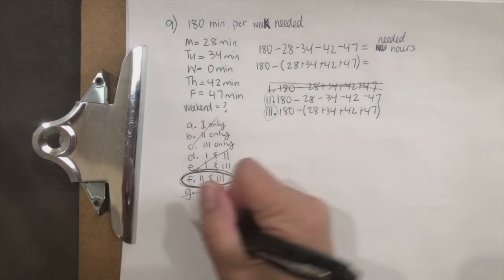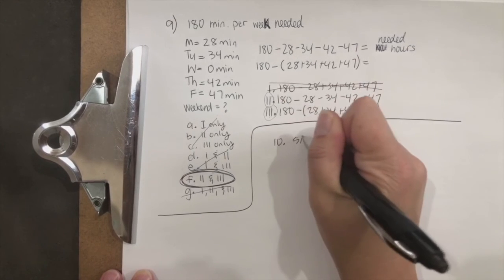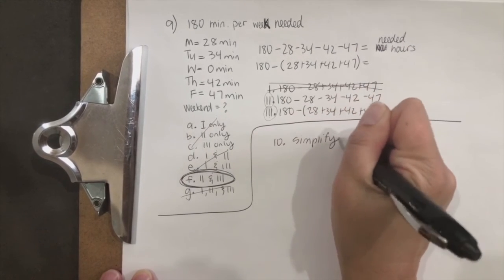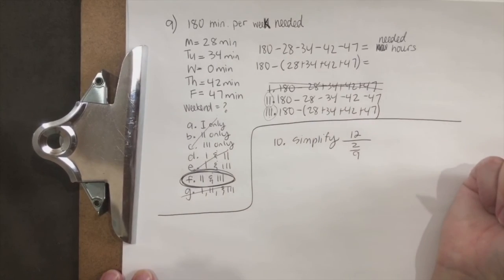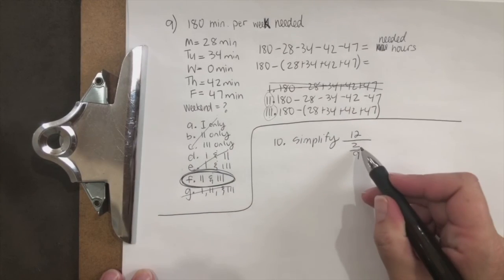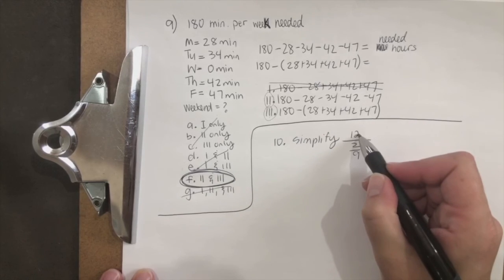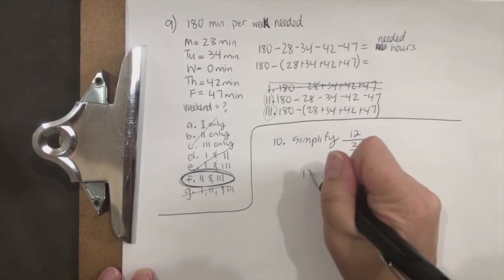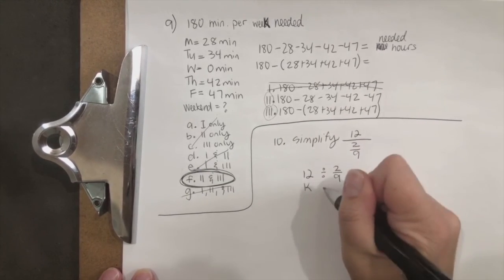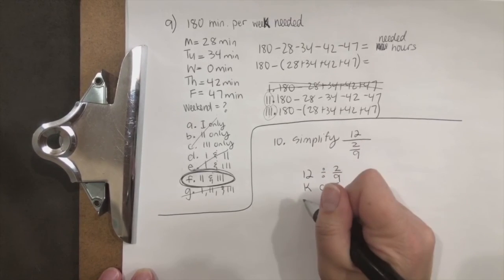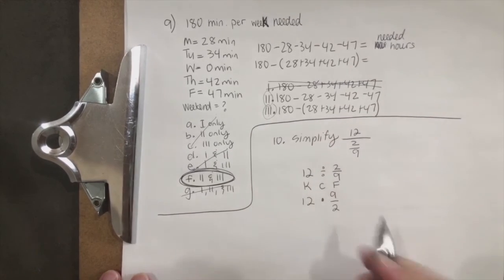All right, last problem, number 10. Simplify 12 divided by 2/9. Well, remember, this is just like a big fraction. We can rewrite this as a big division problem. 12 divided by 2/9, and then we keep, change, flip. So we'll keep the 12, we'll change that to multiply, and we'll flip this to 9/2.